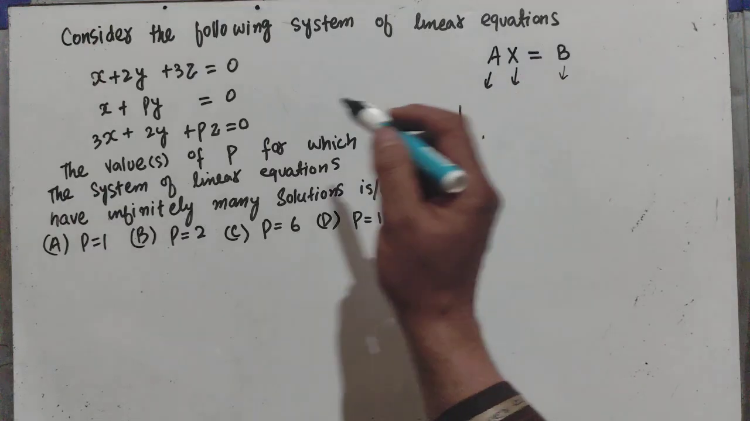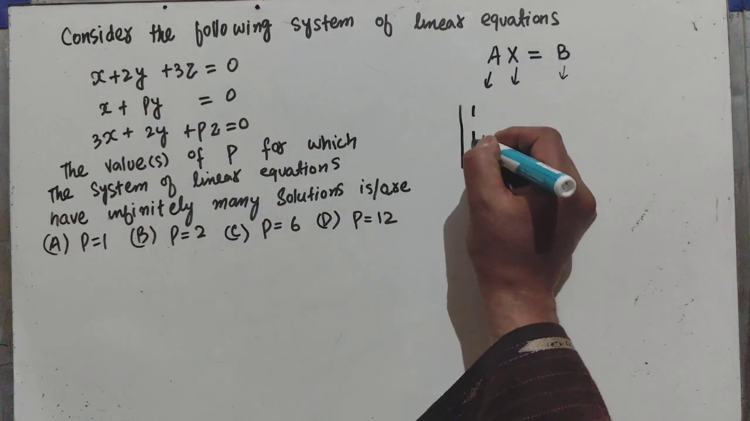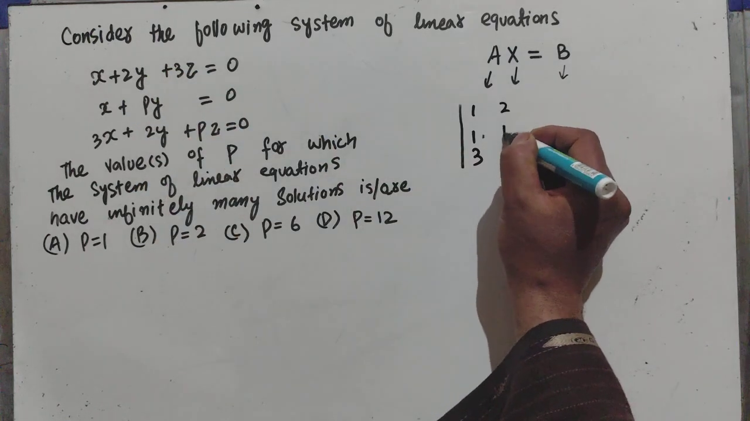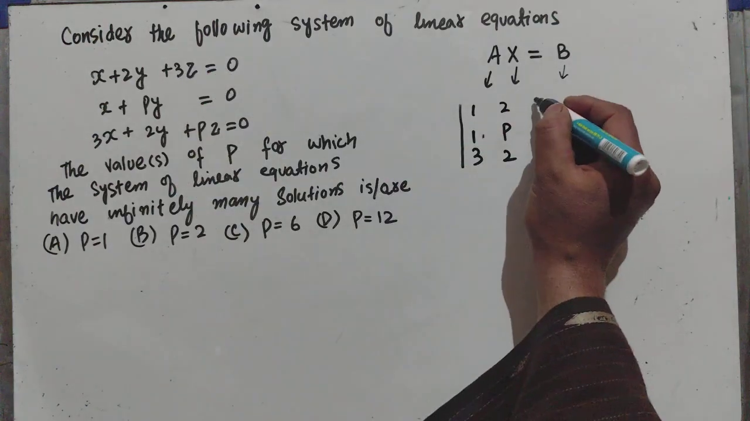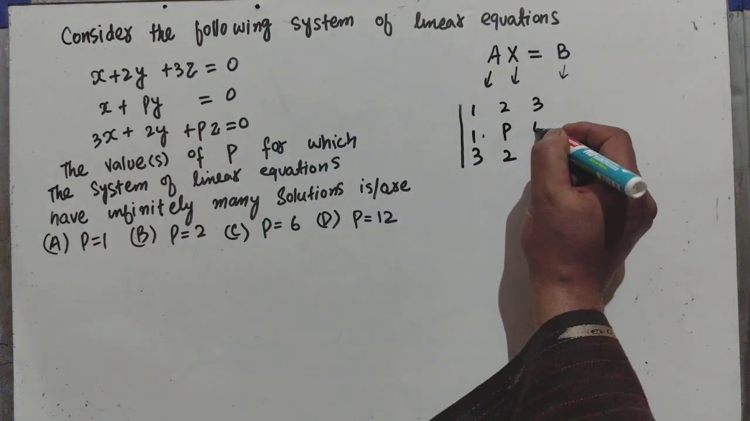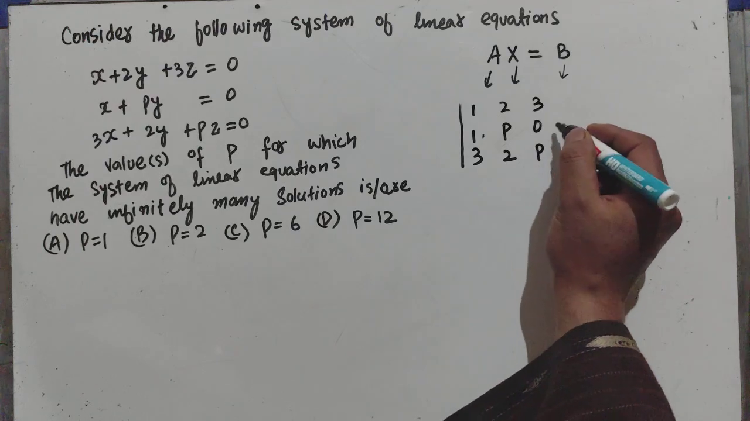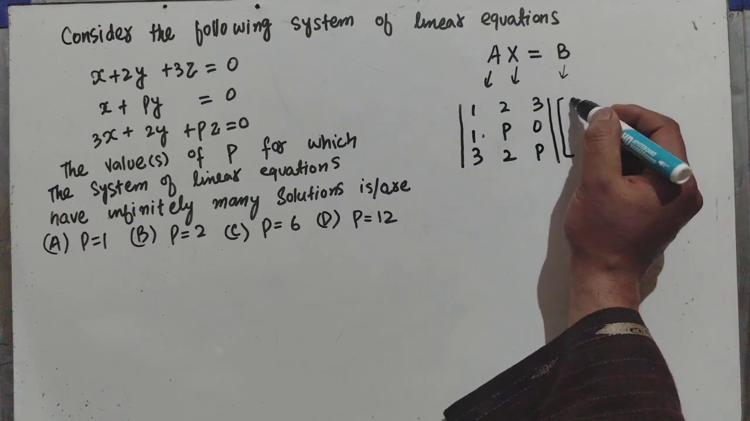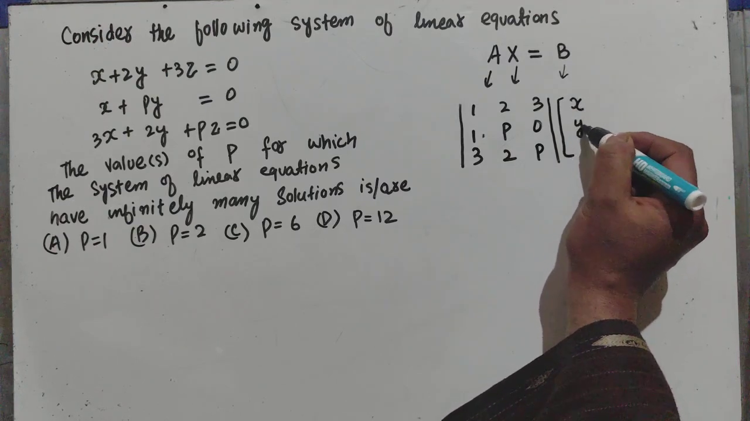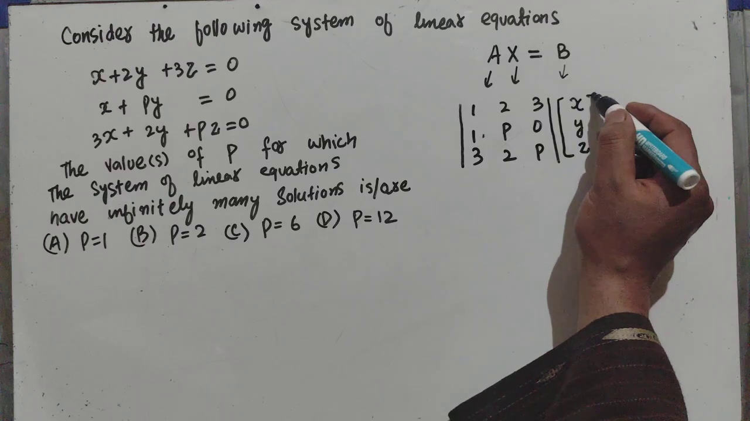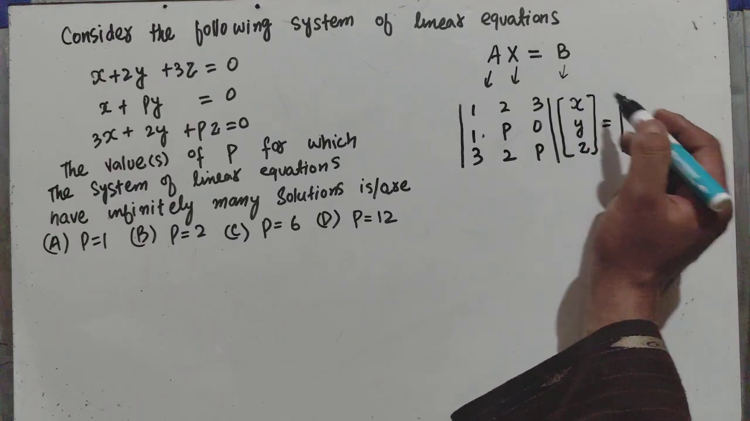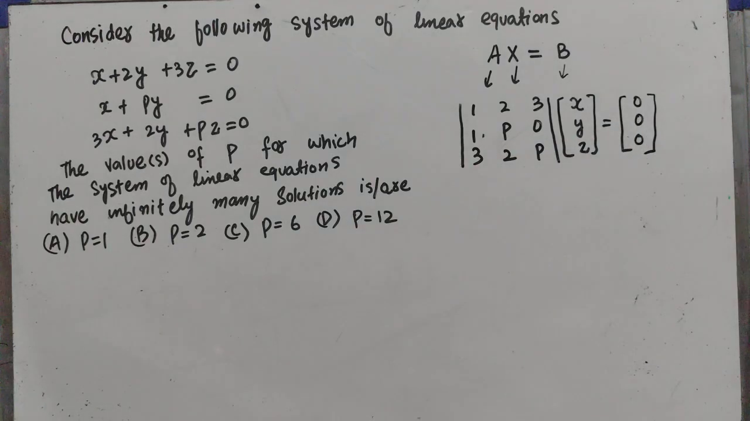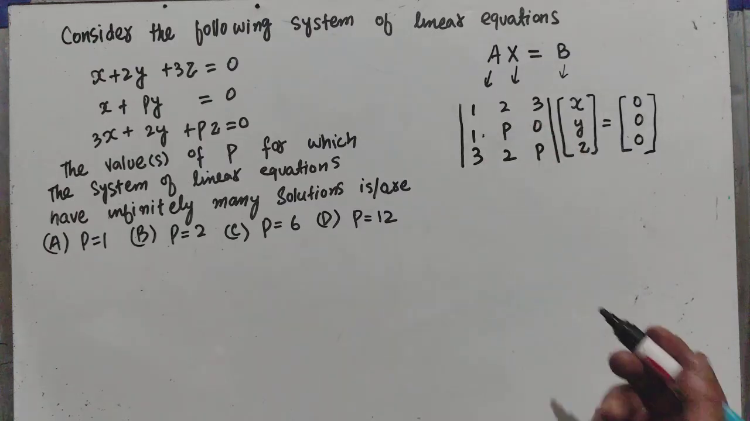So in place of A we have the rows 1, 2, 3; 1, p, 0, since z is not there, it is 0; and 3, 2, p. So this is our A matrix. X, y, and z should be equal to the vector of constant terms, which is here 0, 0, and 0.